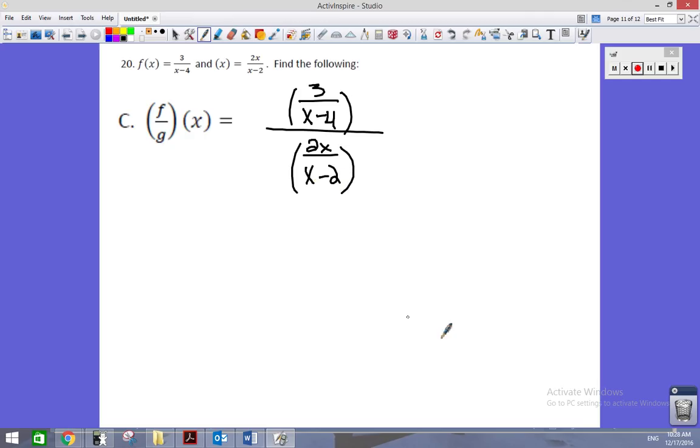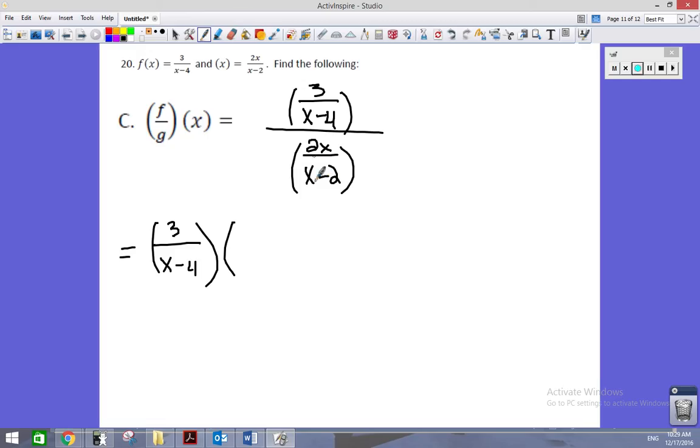So they would definitely expect us to simplify a complex fraction. And it's not terrible if you remember what to do. I'm going to leave the numerator alone, the 3 over x minus 4, but instead of dividing by this fraction, I'm going to multiply by the reciprocal of that fraction.